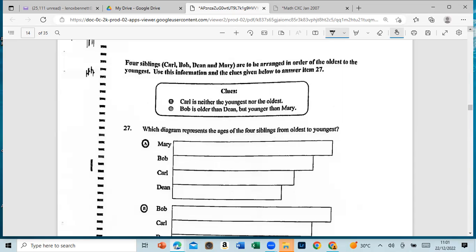Carl is neither the youngest nor the oldest. That's one clue. Clue number 2. Are you ready? Bob is older than Dean, but younger than Mary. Oh my word. Listen to the clues.